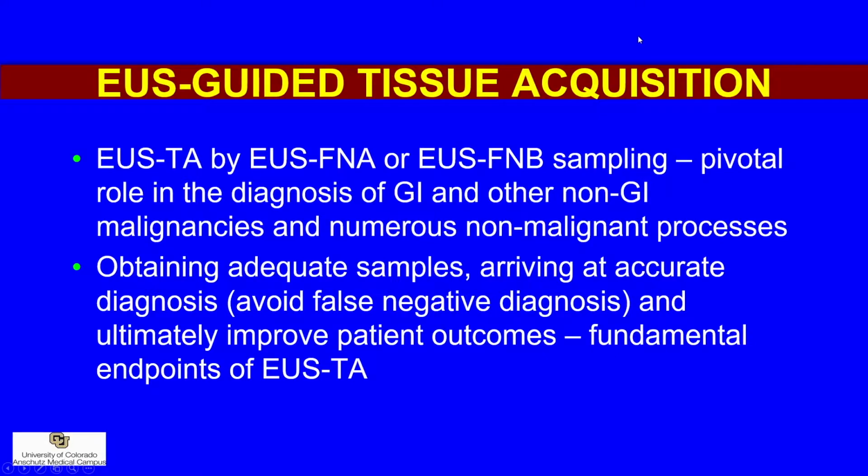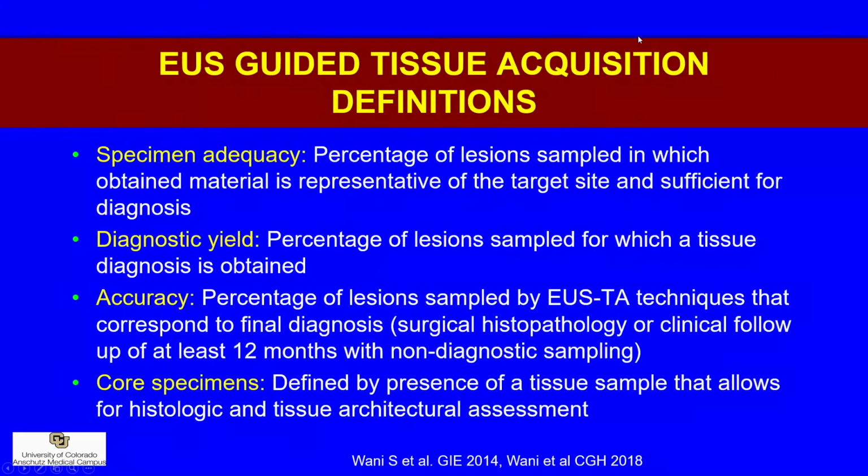EUS-guided tissue acquisition, as we all know, whether it's done by EUS-FNA or fine needle biopsy, is really one of the most important steps in the diagnosis of GI and non-GI malignancies, and several non-malignant processes as well. Obtaining an adequate sample, arriving at an accurate diagnosis, i.e. avoiding false negative diagnosis, and ultimately improving patient outcomes. These are all fundamental endpoints of EUS-guided tissue acquisition.